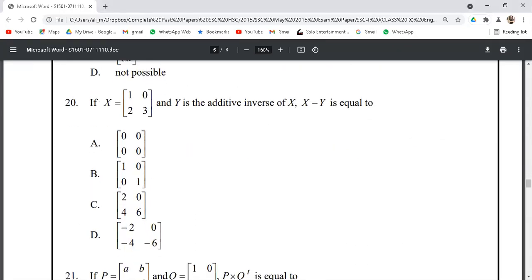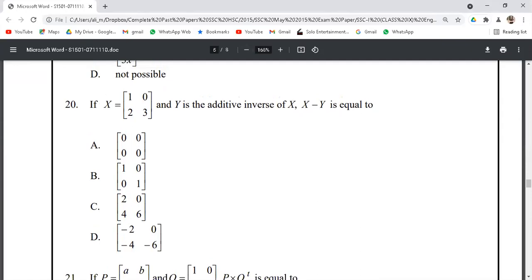Let's see question number 20, and in this question we have the matrix X and Y is the additive inverse of X. तो सबसे पहले तो हम Y निकाल लेते हैं कि Y कैसे निकलेगा. एडिटिव इनवर्स का मतलब क्या होता है? एडिटिव इनवर्स मीन्स कि हमें उस मैट्रिक्स के तमाम आइडेंटिटीज की साइंस को रिवर्स कर देना है. तो -1, 0, -2 एंड -3. So this is the value of y.